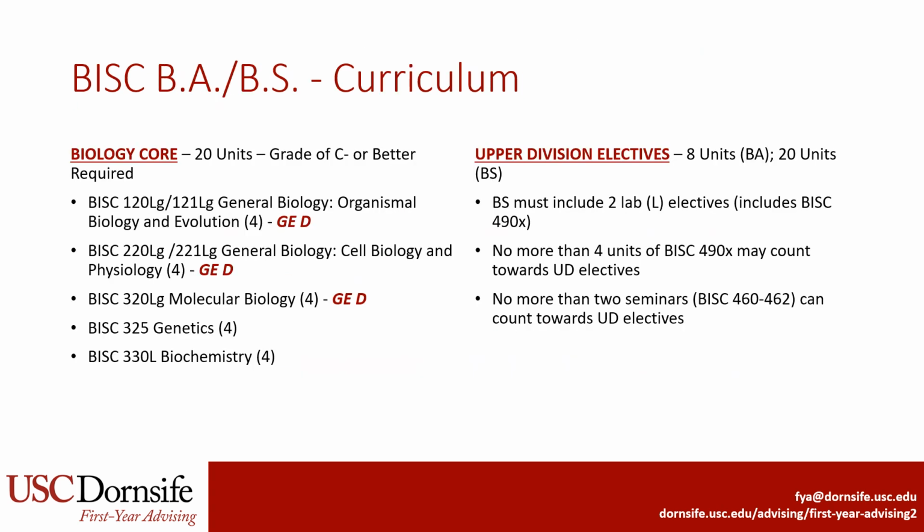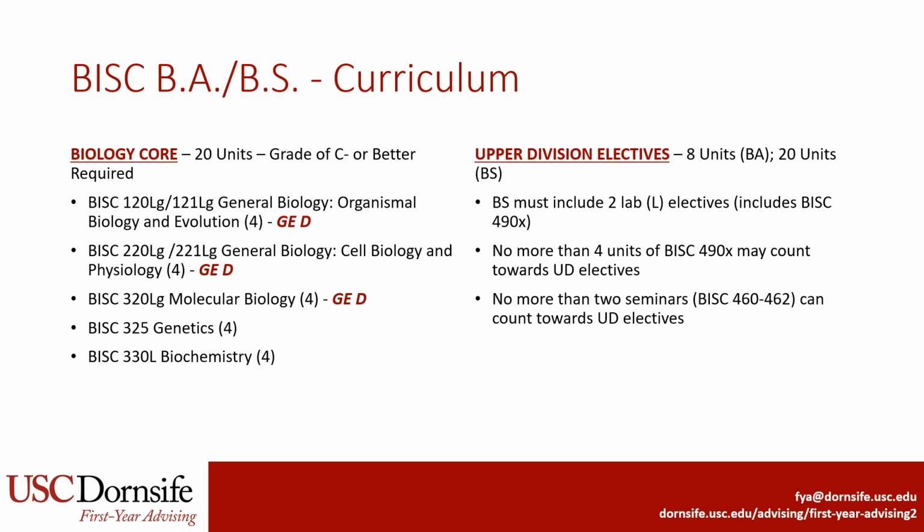Let's look a little closer at the Bachelor of Arts and the Bachelor of Science in Biological Sciences. These majors provide the most general life science training and are meant to introduce students to various areas of biology. The only real difference between the Bachelor of Arts and the Bachelor of Science is the number of upper division electives. For the Bachelor of Science, 20 units are required, of which 2 courses must have labs. And for the Bachelor of Arts, only 8 units are required. So the BA is a little smaller than the BS.